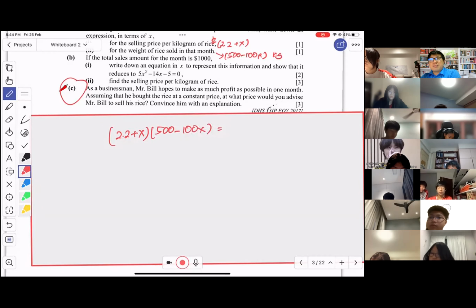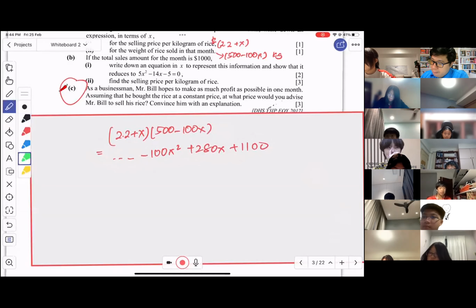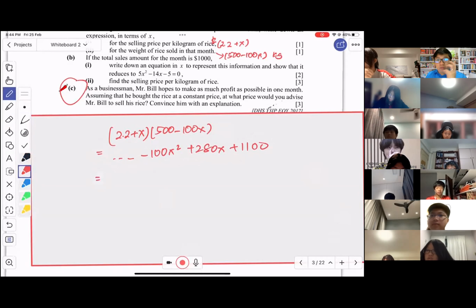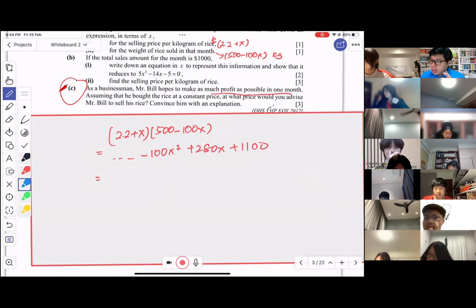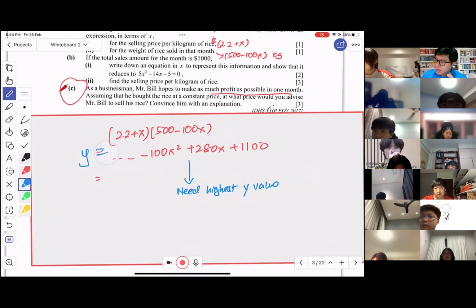After I expand, it will give me something like minus 100X squared plus 280X plus 1100. Now, if I want to find as much profit as possible, I need the highest value of this. I need the highest Y value. Imagine if I treat this as my Y, I need the highest Y value. Don't you think so?